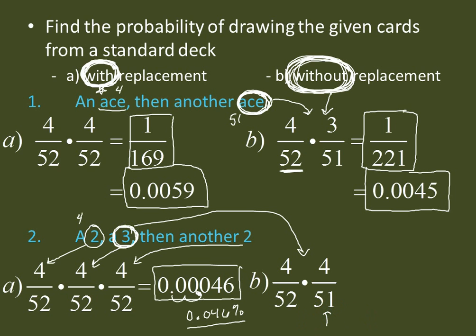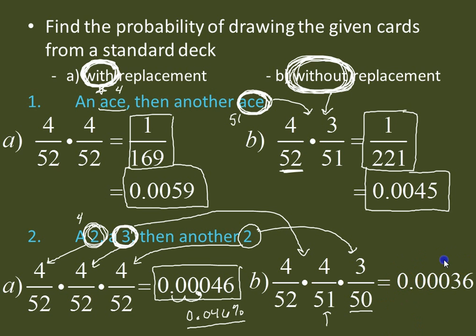I kept the 2. Now this next one, be careful when you write it down. I want to draw another 2. What are the 2 cards I have in my hand? I have a 2 and a 3. So when I go to draw a second 2, I don't have 4 of them. I only have 3 of them. And I have 2 cards in my hand, so it's 3 out of 50. So 4 out of 52 times 4 out of 51 times 3 out of 50 gives me a probability of 0.00036.